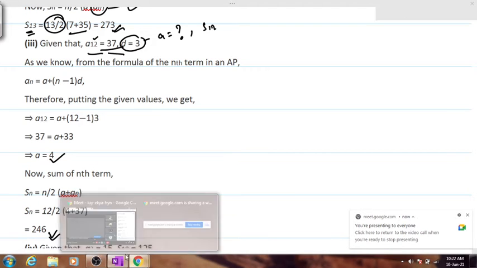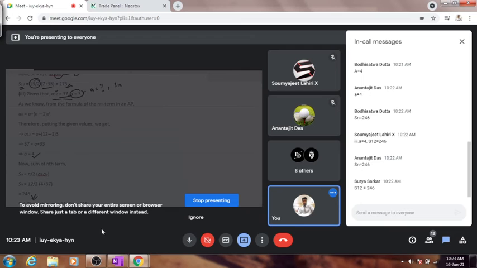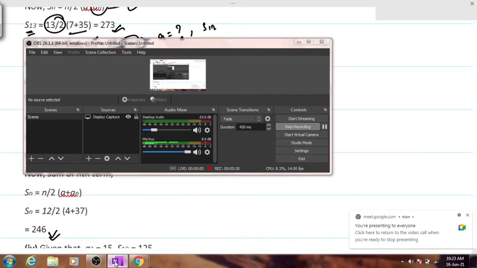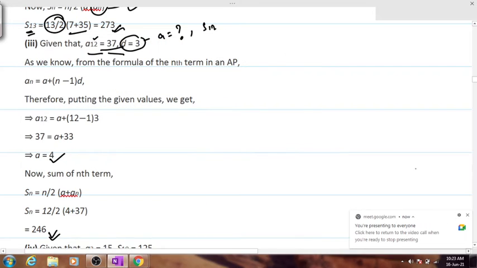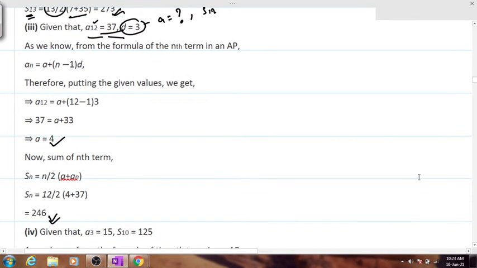How many have got this answer? Kindly tell me. 4 people have already answered this. Very good. Very good, everyone. Now, people who have done this will move on to the fourth one and tell me the answers.